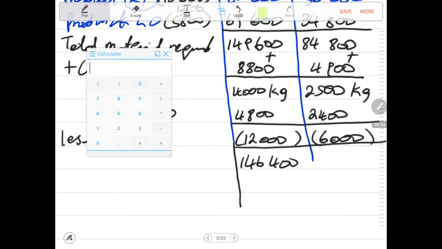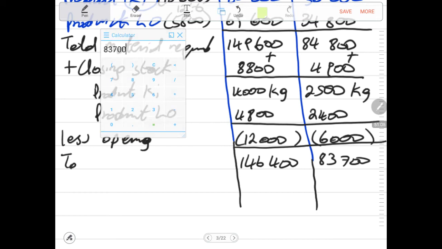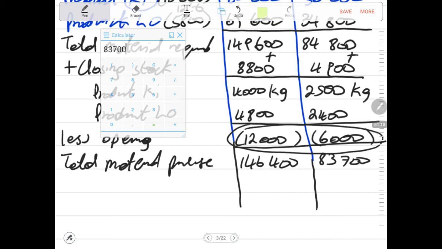The second product will be 84,800 plus 4.9 minus 6,000. We get 83,700. Then here, this will be the total material purchases, the material that we need to buy. We don't need to buy the 12,000 and the 6,000 because it's already there. It was bought in the previous period and we're happy with it. It's good quality. We'll be using that material.